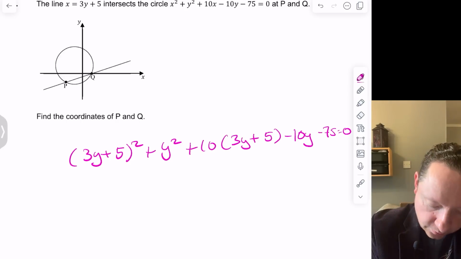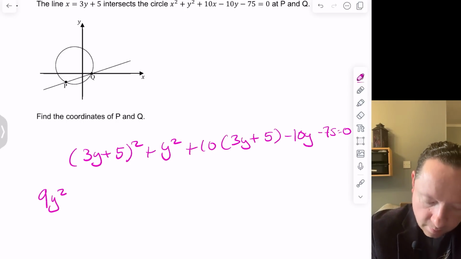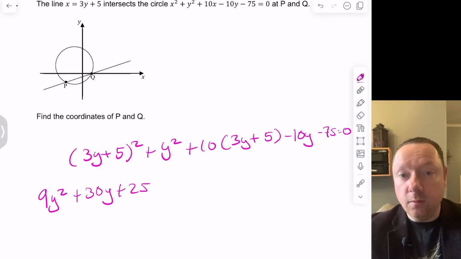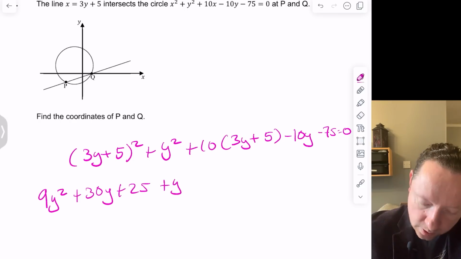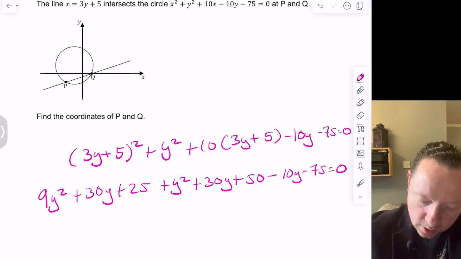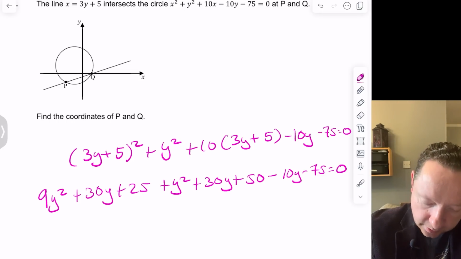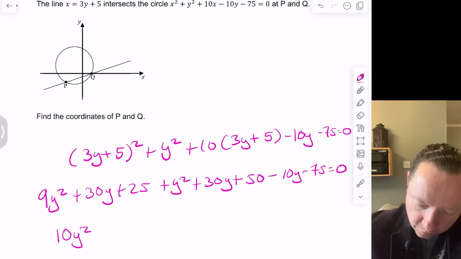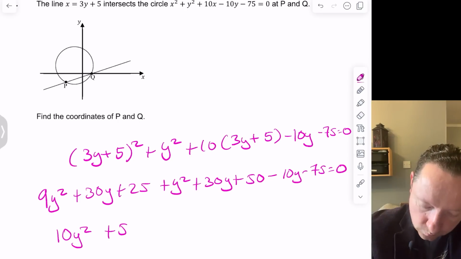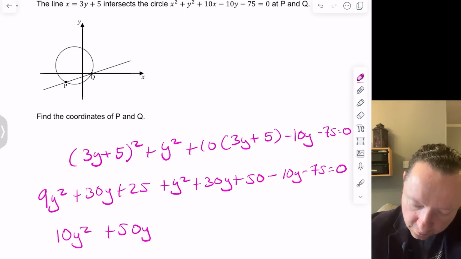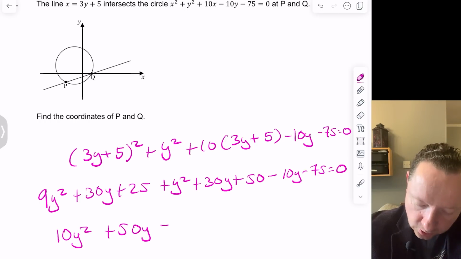Now double brackets, if we square the first term, you get 9y squared. Times them together, 3 5s is 15, and doubling it to get 30y. Then 5 5s is 25. Or do it any way you want. Plus y squared, plus 30y, plus 50, minus 10y, minus 75 equals 0. Collect the terms. The y squared terms, I've got 10 of them. The y terms, I've got 30 and 30, that's 60, minus 10 is 50. In the numbers, I've got 25 plus 50, that's 75, minus 75 is 0, so it just equals 0.